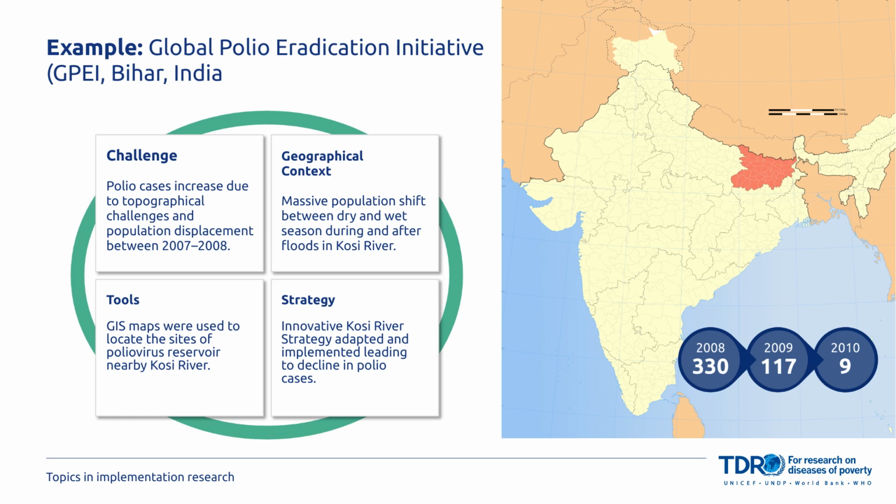The adapted Kosi River strategy, implemented in 2008, led to dramatic reduction in the number of polio cases: 330 in 2008, 117 in 2009, 9 in 2010 and 0 in 2011.